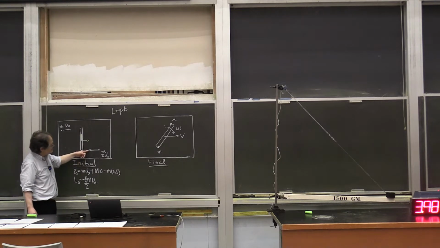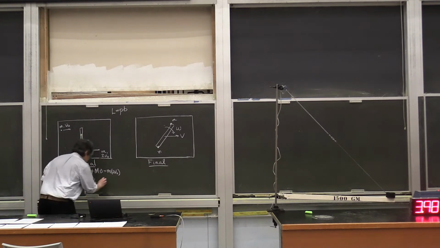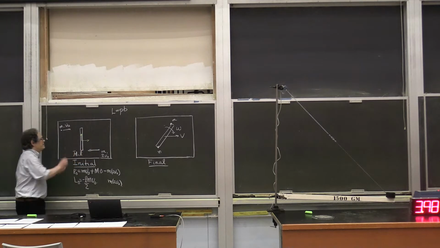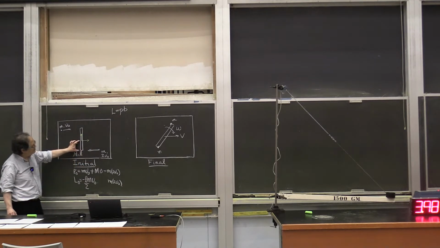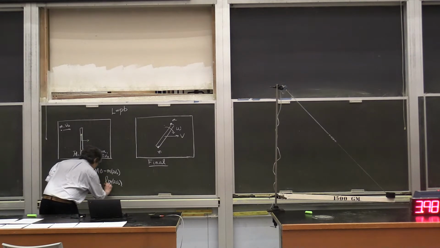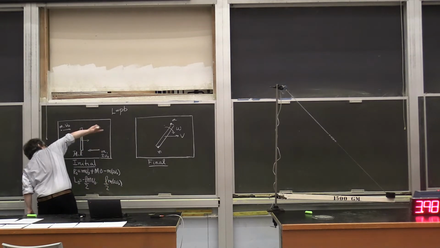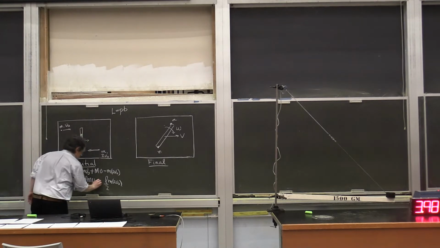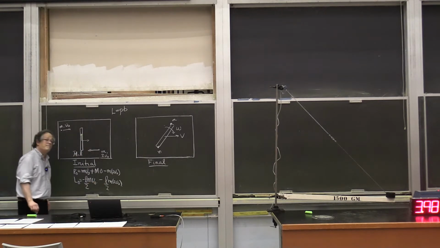This guy has a momentum. It's m times 2 v naught. The distance of closest approach to my origin is once again this much, which is L over 2. It tends to rotate this way, which is also clockwise, so it's also negative.